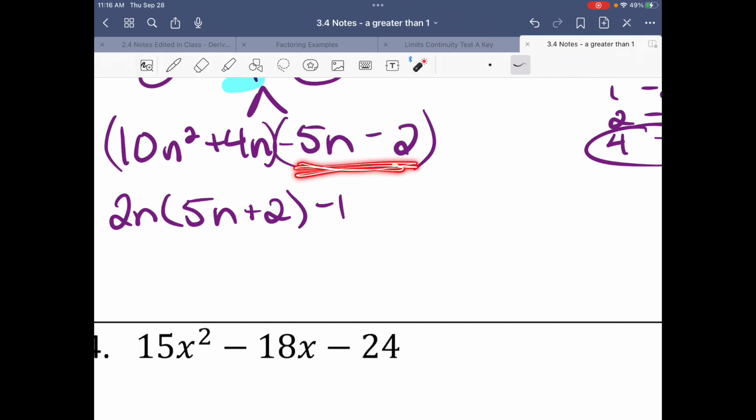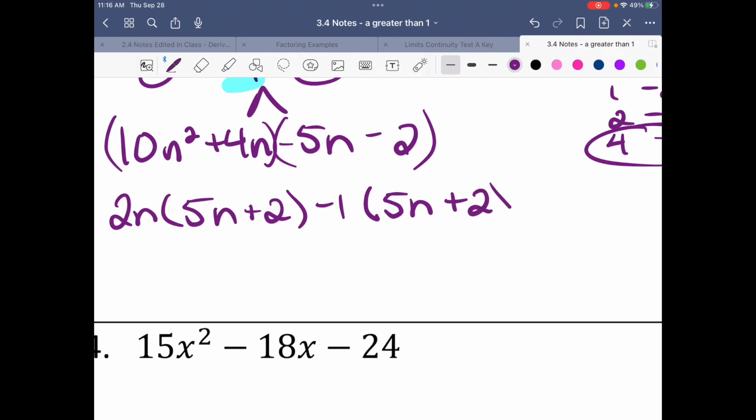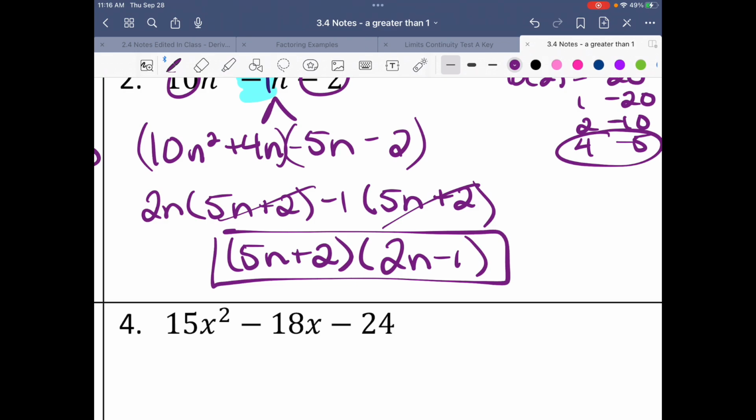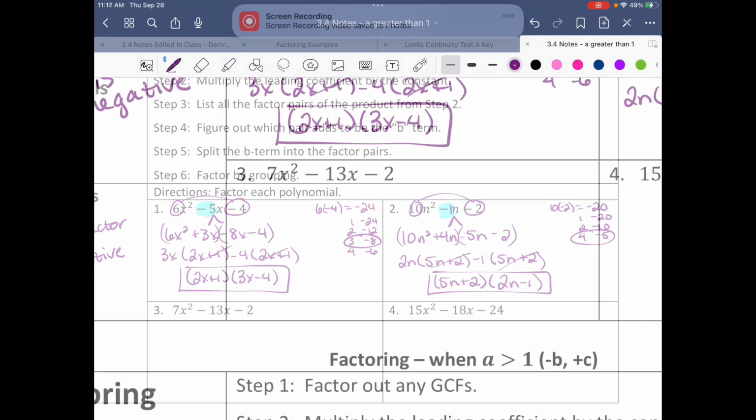So there wasn't a GCF in this group, so I'm either going to take out a 1 or a negative 1. In this case, because this was a negative number, I pulled out the negative 1. All that does is change the sign to positive 5n, positive 2. Common binomial, that's a GCF, and then whatever is left.